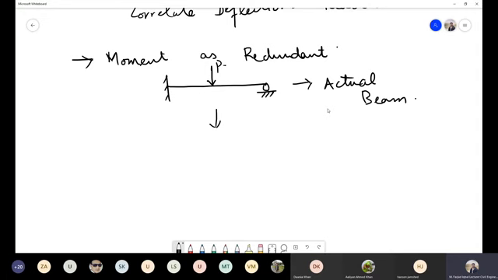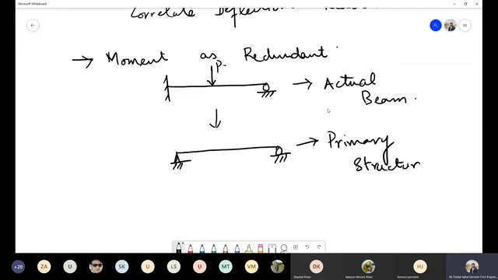When we remove this fixed support or take the moment as redundant, we will have one unknown reaction at this point and one unknown reaction at the right support. So this will be our primary structure, since we have removed the moment, and now we can use the equations of equilibrium to find the reactions in this one.